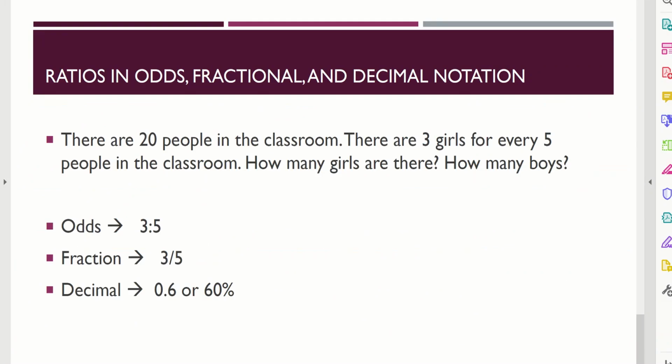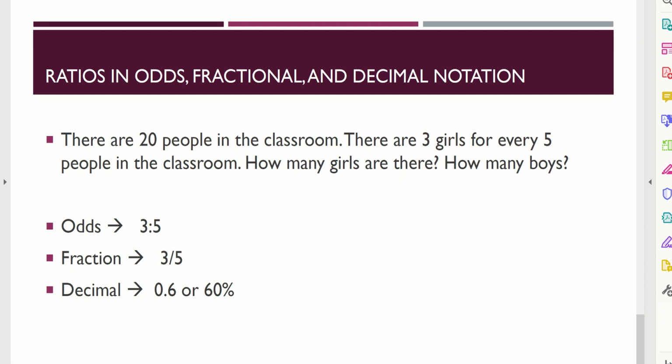All right? Just like I mentioned before, there are many ways of writing ratios. You can write them as odds, as a fraction, or as a decimal. You guys know how to convert from one to another. That was the first lesson of the semester, right? Remember that question, 20 people in the classroom, 3 are girls for every 5, so that's part to whole, right? You can write it as odds, 3 to 5. You can write it as a fraction, 3 out of 5, or as a decimal, 0.6 or 60%, because 3 divided by 5 gives us 0.6, which is 60%. Exactly what I went over a couple of minutes ago.